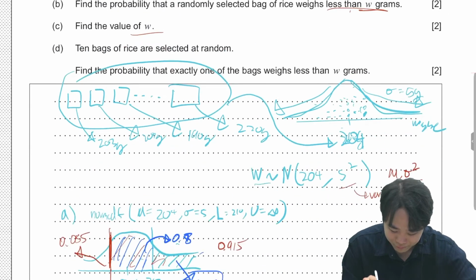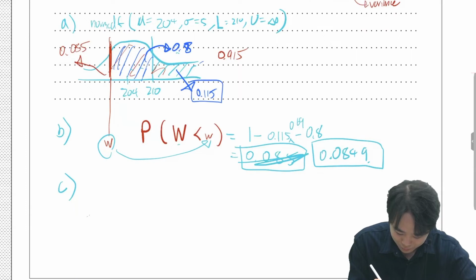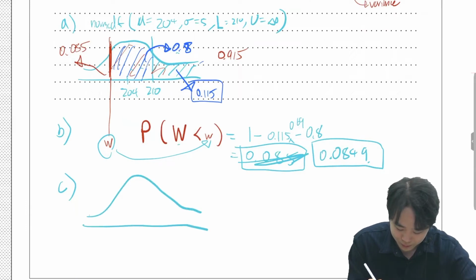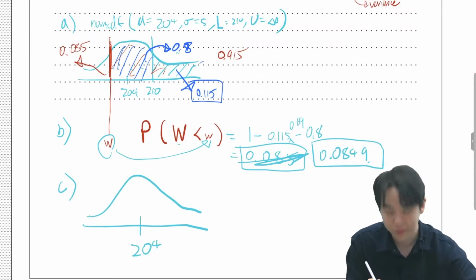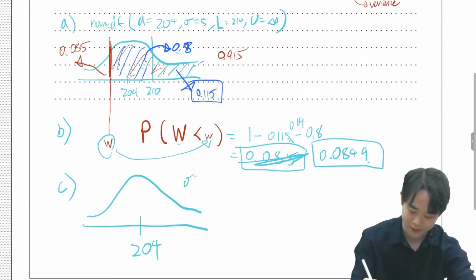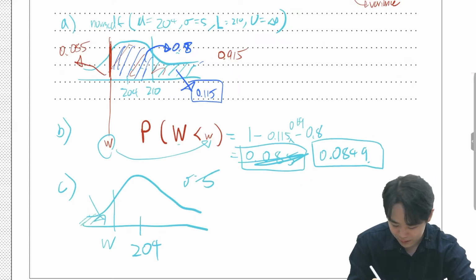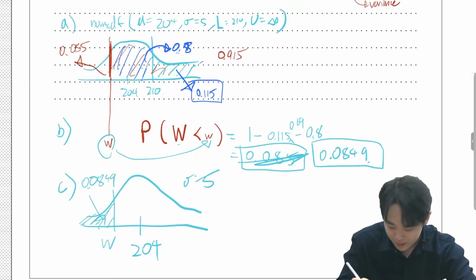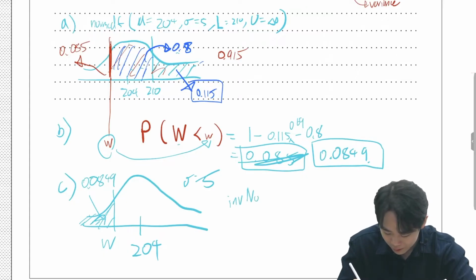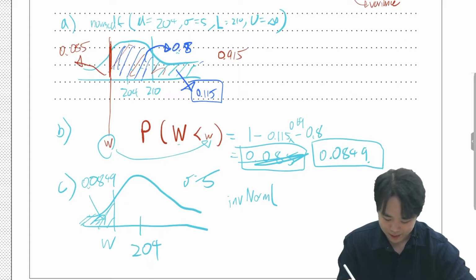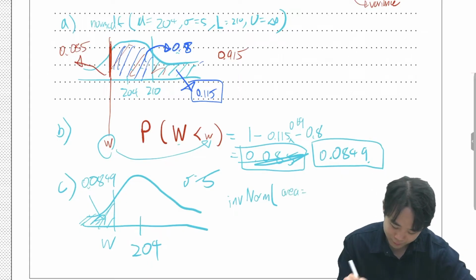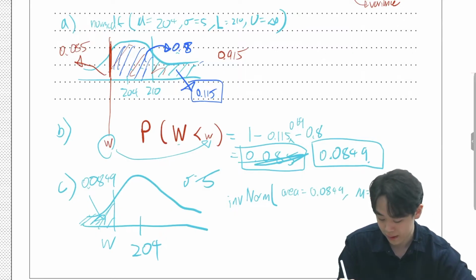Then we want to find what W is. Okay, so the situation we have is this. We clearly have a normal distribution where the mean is 204, the sigma is 5. We have this W where the area from the leftmost part to this boundary is 0.0849. What is W? Well, this is a case where it calls for inverse norm to be used. So we're going to tell it the area from the left of this point is 0.0849. Mu is 204, sigma is 5.